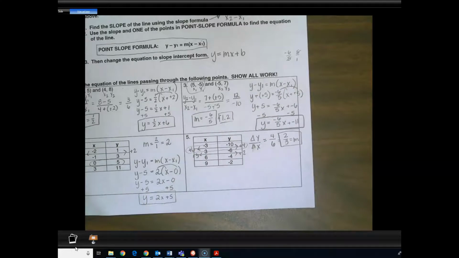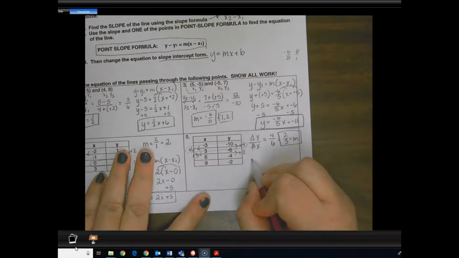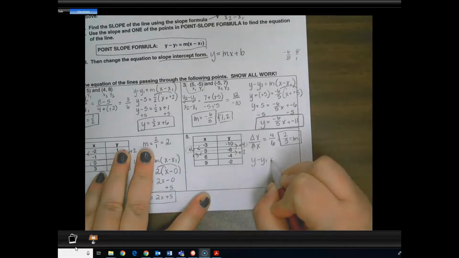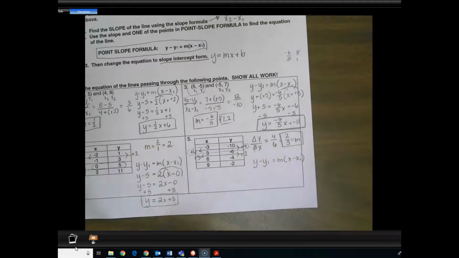It's in case I get lost somewhere along this, I can tell what I was doing. Now I'm going to go to my point slope formula. y minus y1 equals m times x minus x1. Yes, I want you writing the formula every time.